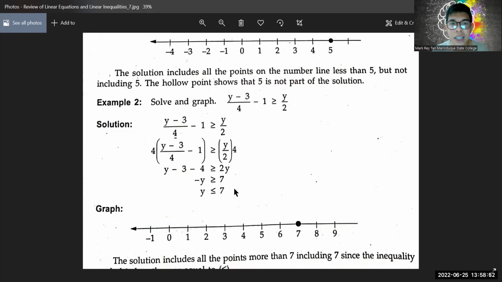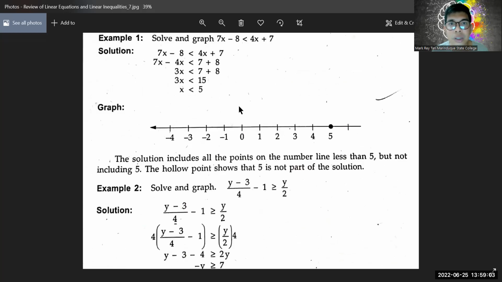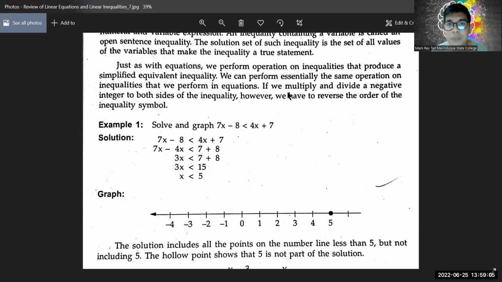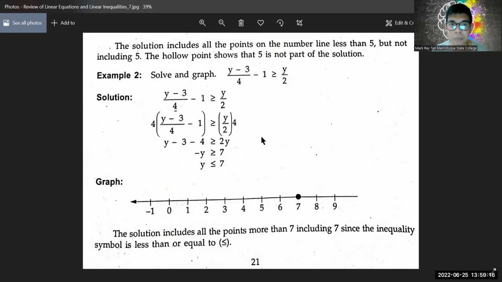Ayan, ito class yung example. Kung makikita nyo dito, ang answer natin is negative y is greater than or equal to 7. And then following the rules na if we multiply and divide a negative integer to both sides of the inequality, we have to reverse the order of the inequality symbol. Ayan. So ito yung example natin.